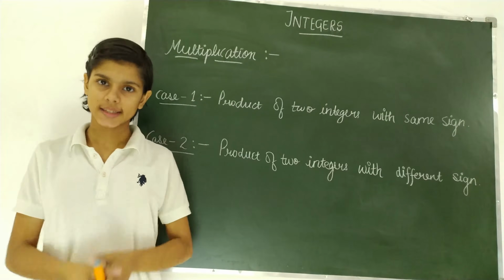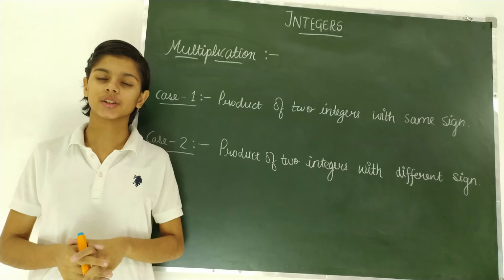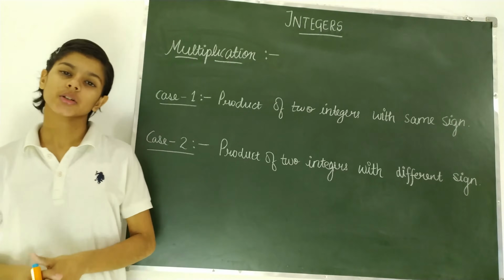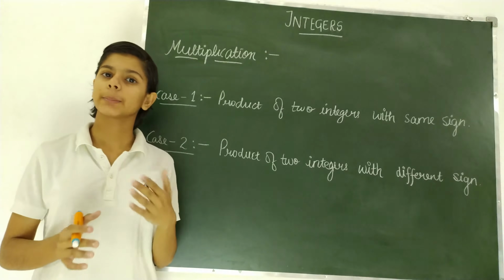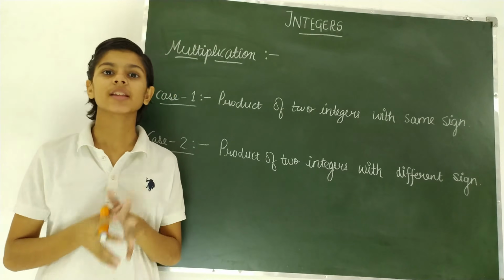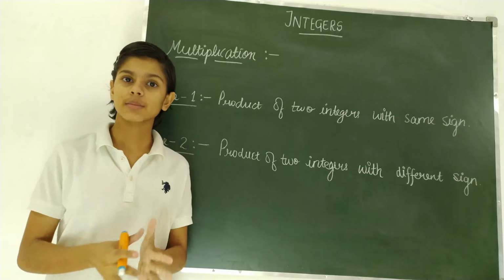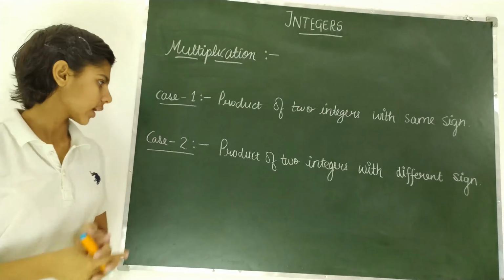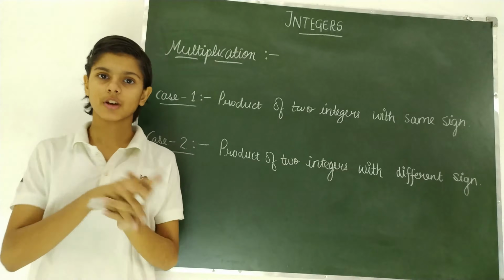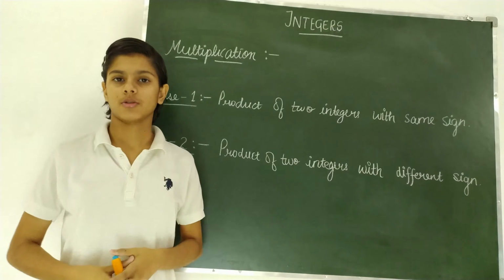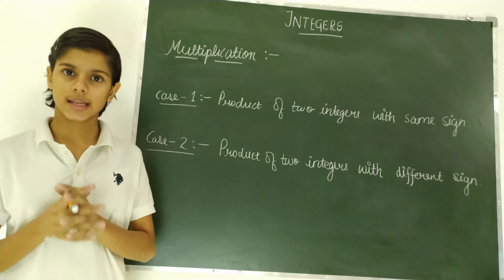So now we are going to discuss about multiplication of integers. Multiplication of integers have 2 cases. First is product of 2 integers with same sign, means if we are multiplying any two numbers and they are having same sign, either they are positive or negative. If they have same sign, that is the first case. Second case is product of two integers with different sign, means one is positive, the other is negative. They are having different signs. So we will discuss about these two cases as well.